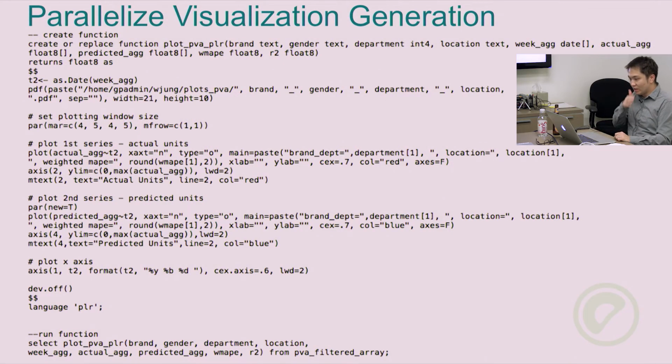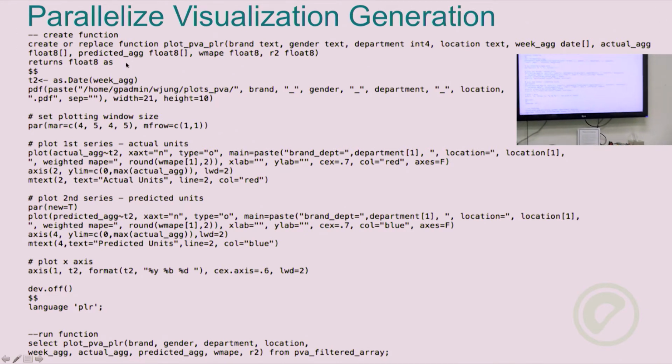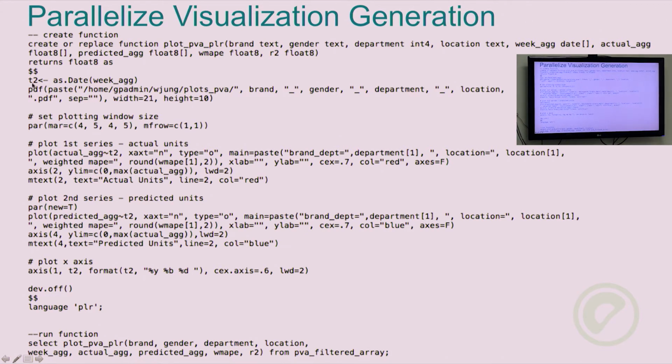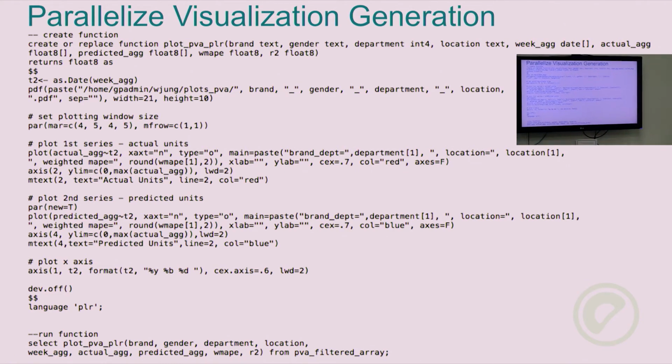This is something that we did for a major retail company. We created a PLR function that essentially made use of R's PDF function. And you can see where this is going already. We essentially created PDF files in parallel inside of PLR, right? Which is, again, very, very powerful, right?